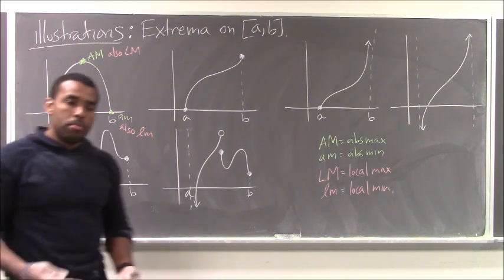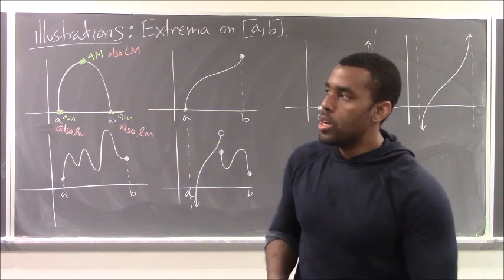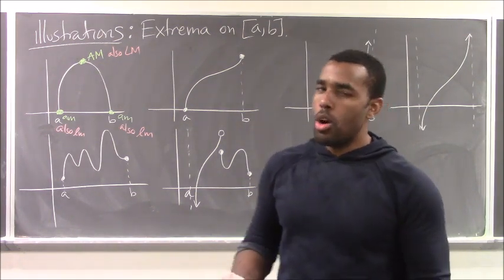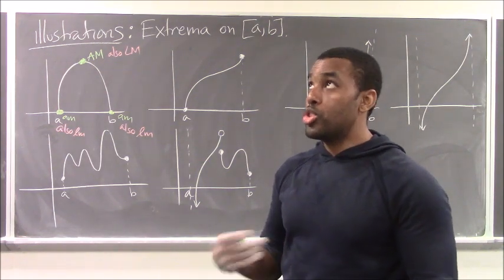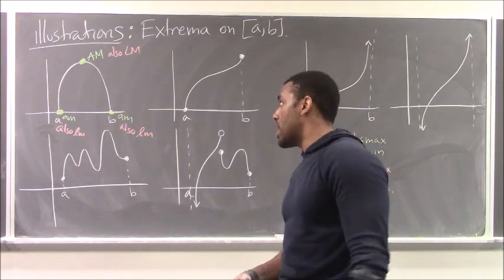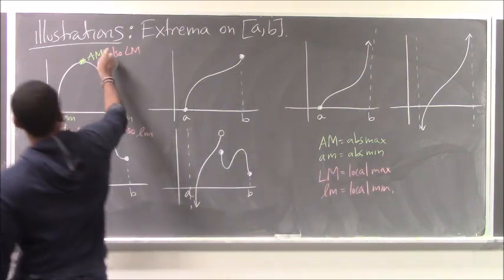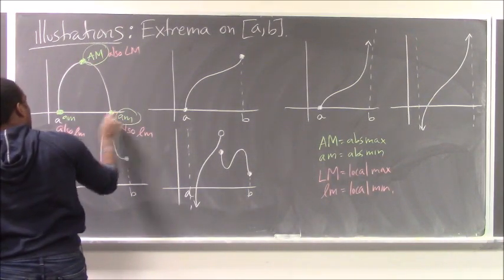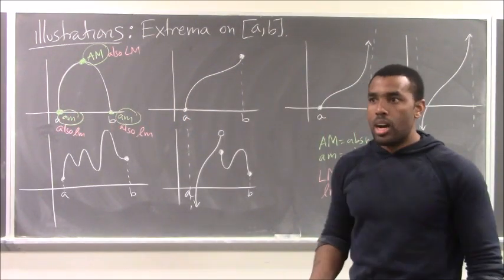That being said, if you're looking at a point that is both an absolute and a local, usually, not always, but usually the absolute supersedes the local. So if you had to identify these points as one thing, you'll probably identify them by what's in green as opposed to what's in red. Of course, this all depends on the context.